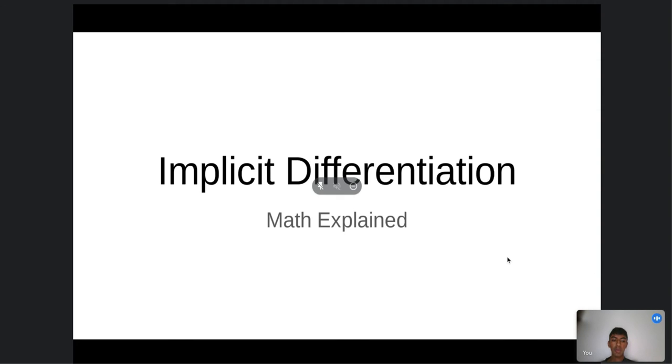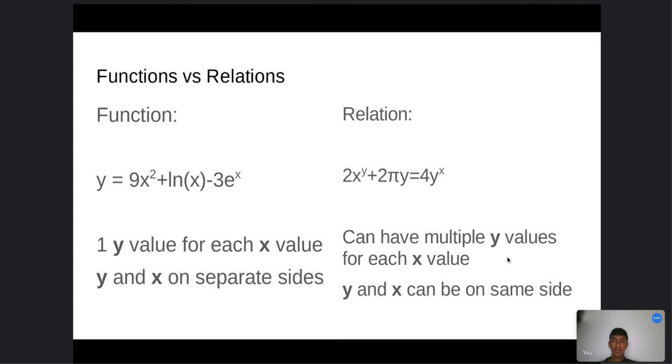Hello, today we'll be talking about implicit differentiation and how to find it. Okay, first we need to start off with functions versus relations.